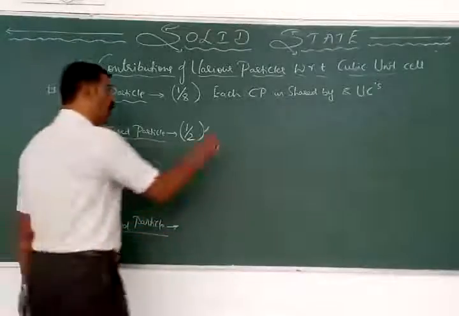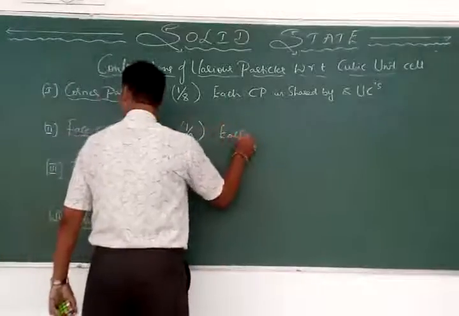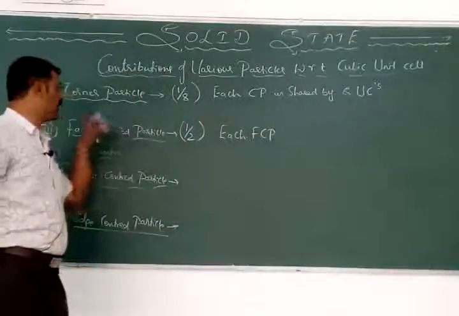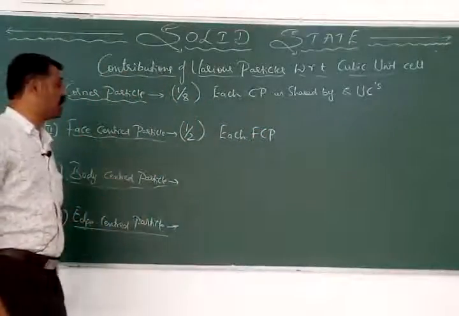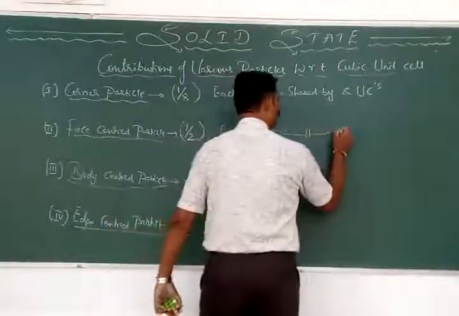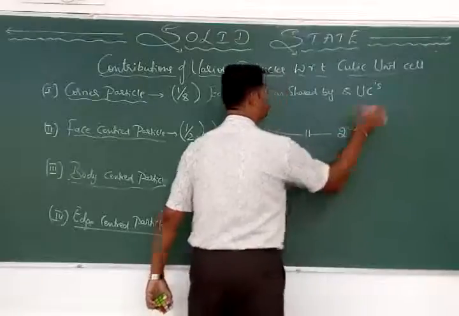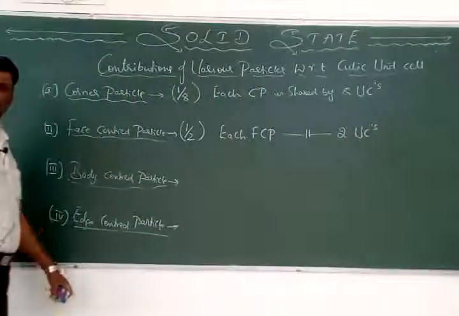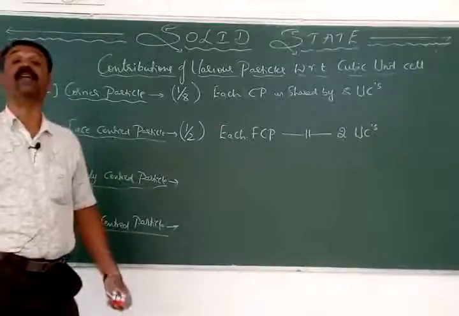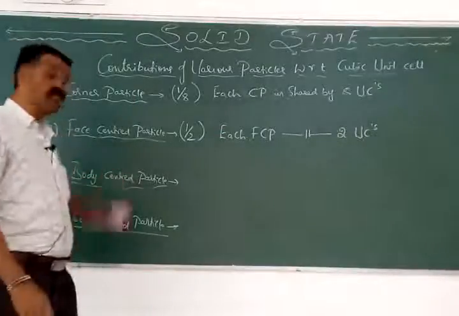Why? Because each FC particle, FCP, that is a face-centered particle (CP means corner particle), is shared by only 2 unit cells. Therefore, the individual contribution is just 1 by 2. Let's have the body centered.